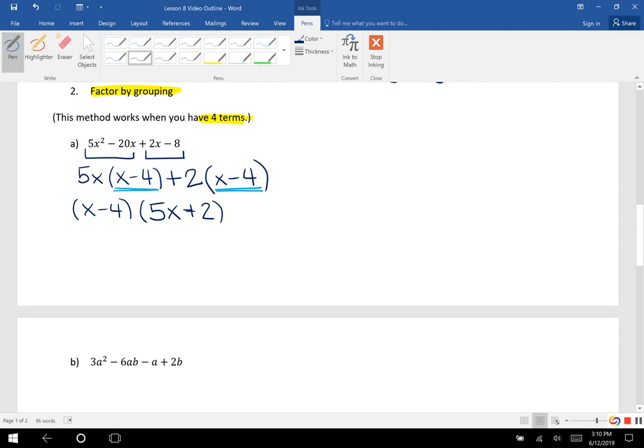So grouping is only going to work if you get the same thing in the parentheses. If you don't, it means maybe you made a mistake, or maybe just grouping isn't going to work in this problem.